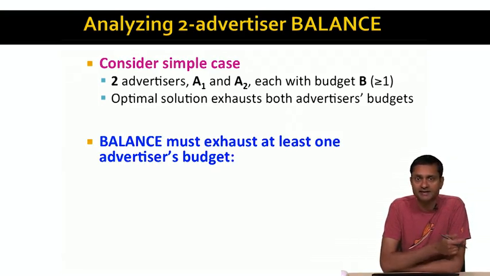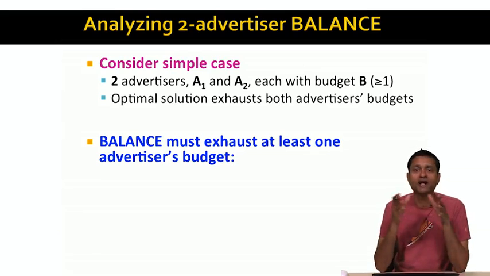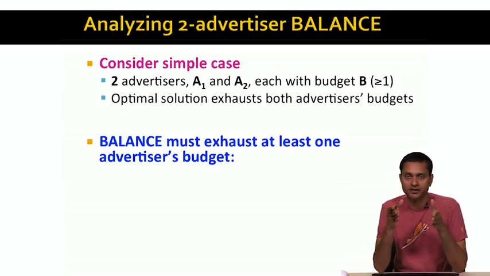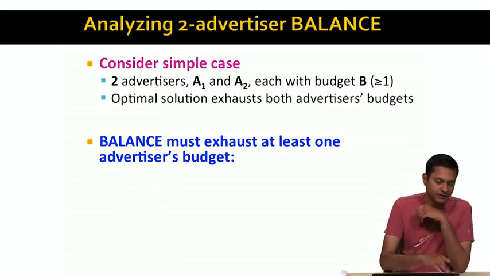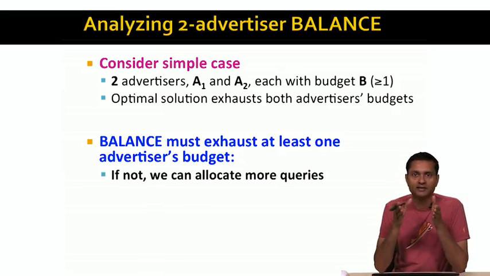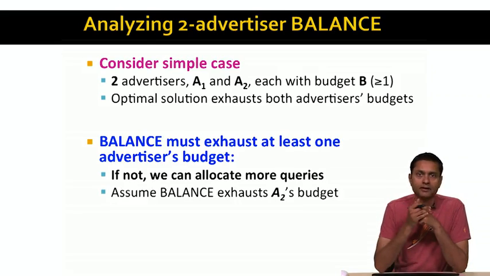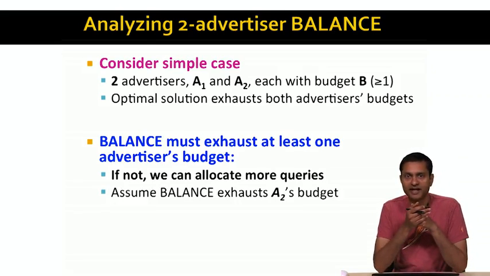Now, it must be the case that the balance algorithm exhausts at least one advertiser's budget. Because suppose the balance algorithm did not exhaust at least one advertiser's budget, then when a query comes in, both advertisers are eligible, and at least one of those advertisers can be shown for that query, and therefore it could do a bit better. So it must be the case that the balance algorithm exhausts the budget of at least one advertiser. Now, assume without loss of generality that balance exhausts A2's budget, but doesn't exhaust A1's budget.